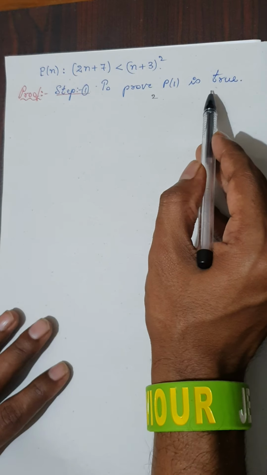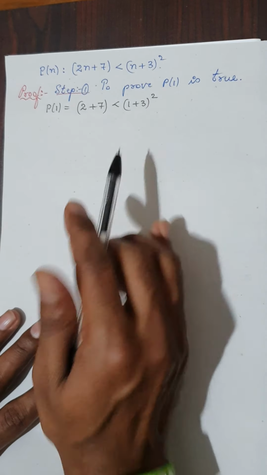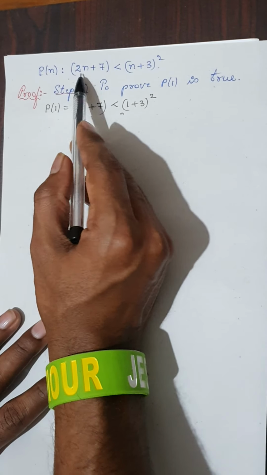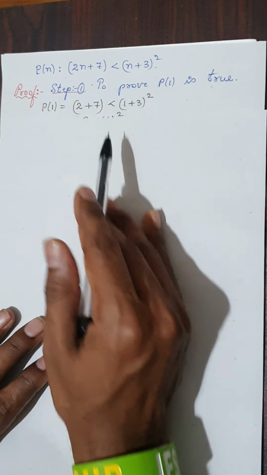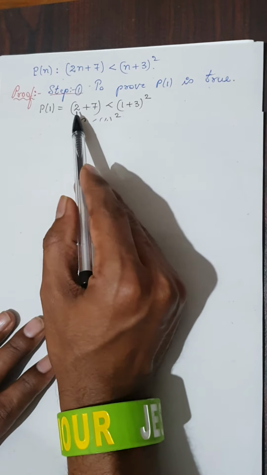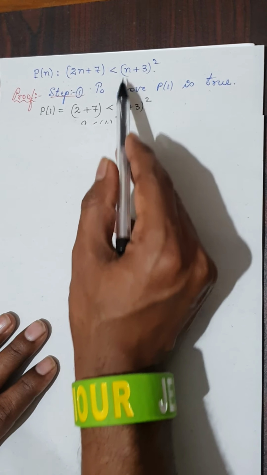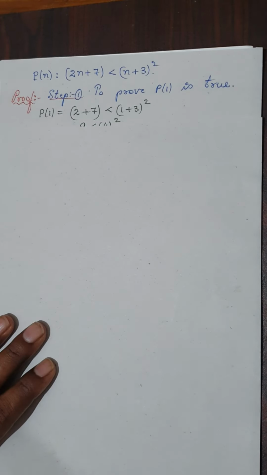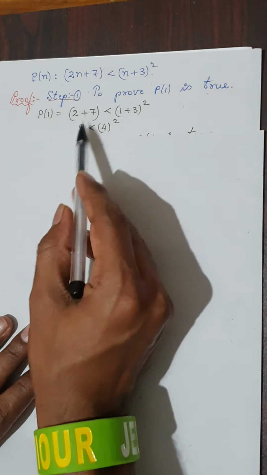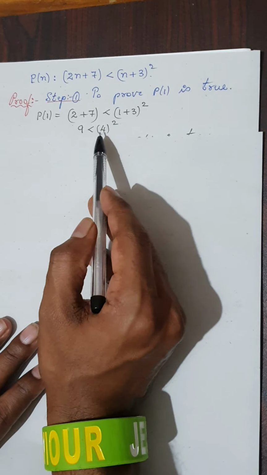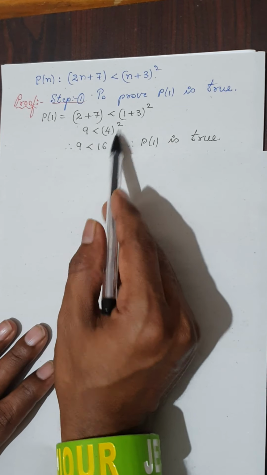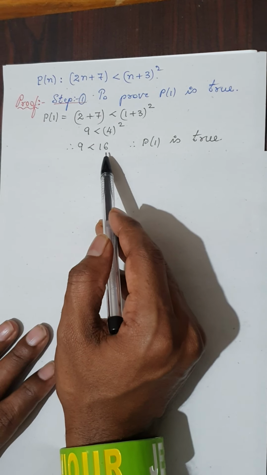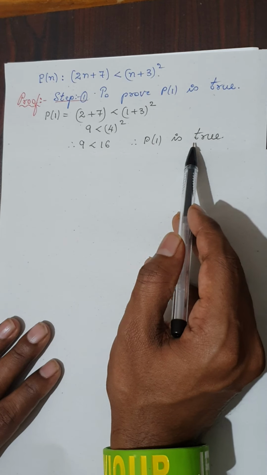Right, moving on to step 1. Step 1 is quite clear. P of 1 is true. We have to prove it. Now how you are going to prove it is nothing but consider P of 1. Okay, you cannot take LHS and RHS. They are not going to be equal. Put n is equal to 1 in both simultaneously. So you can put 2 into 1 is 2 plus 7. That should be strictly less than n is nothing but 1, 1 plus 3 whole square. Okay, so we definitely know 2 plus 7 is equal to 9. No doubt. And 1 plus 3 is equal to 4, 4 square. Now you can check it. 9 will definitely be strictly less than 4 square, which is 16. No doubt, isn't it? So hence we can say P of 1 is true.